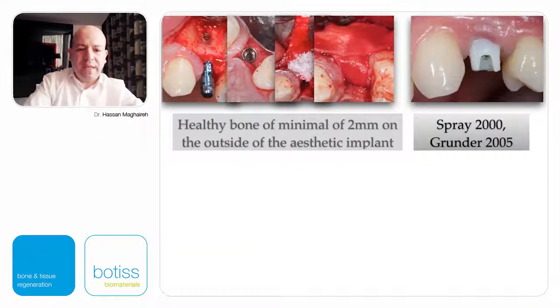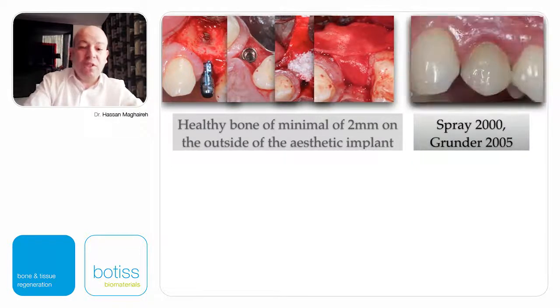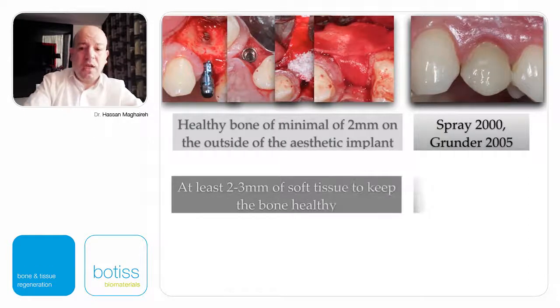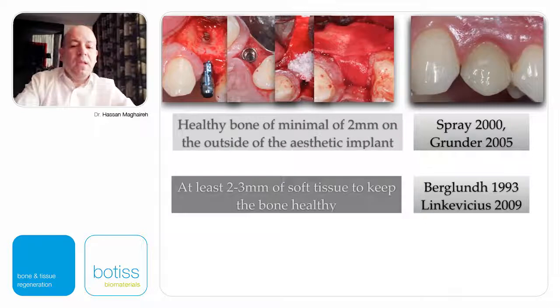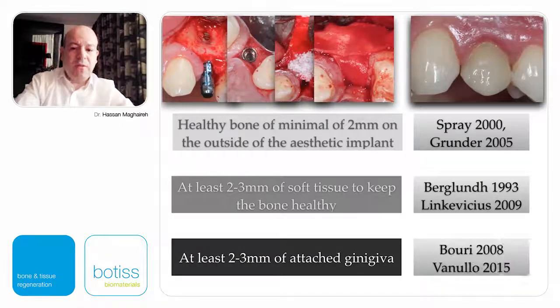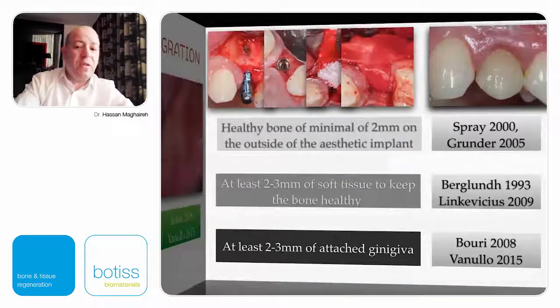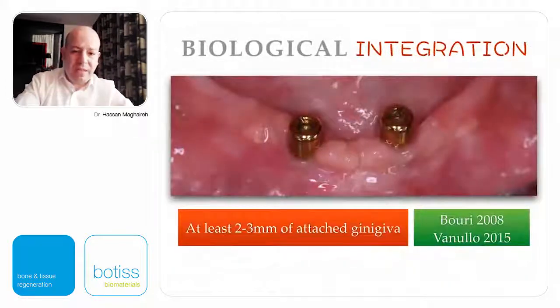And the final thing, we talked about Spray, and Grunder actually went up to 2 millimeter to get long-term stability. And then you also need a thick soft tissue around your dental implant to get stable soft tissue. And it is good to have keratinized attached gingiva to make things look nice, to make things look aesthetic, and to help patients to clean better around their dental implants.